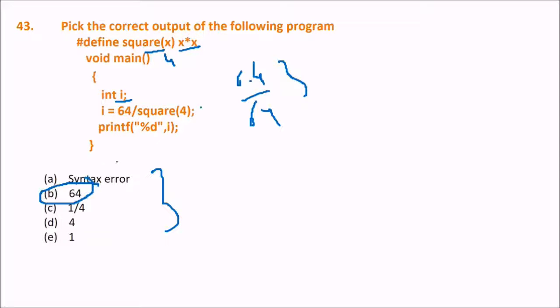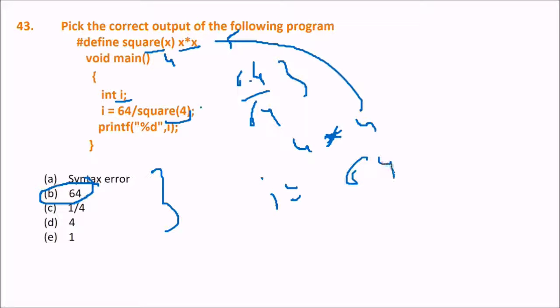It will be 64. Now why? Why will this answer be 64? See, this macro call square(4) will substitute what? 4 into 4 at the macro call, right? 4 into 4 as per the definition here. So the expression becomes what? i is equal to 64 by 4 into 4.